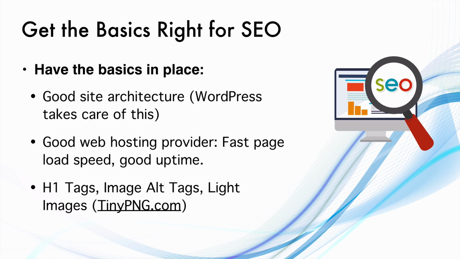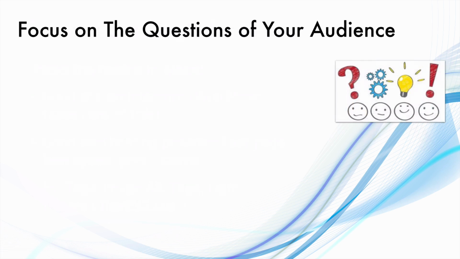The number one thing that bloggers have to keep in mind while thinking about SEO for their blog is that you need to focus on your users and on the questions of your audience. That is the most important thing when it comes to SEO. You need to have a very human approach to it, where you look at the blog as basically a content delivery platform to give content to your users.